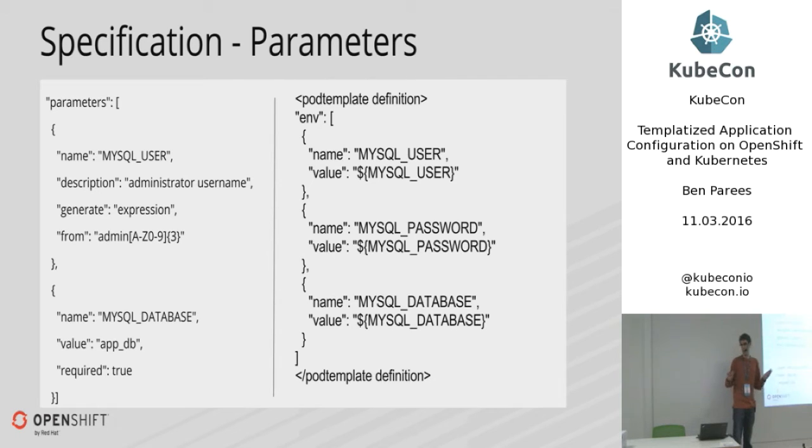So at processing time, we're going to go in and just replace all those references with the value that either the user provided or the default value that the parameter defined, or generate a value and substitute it based on how your parameter was defined.